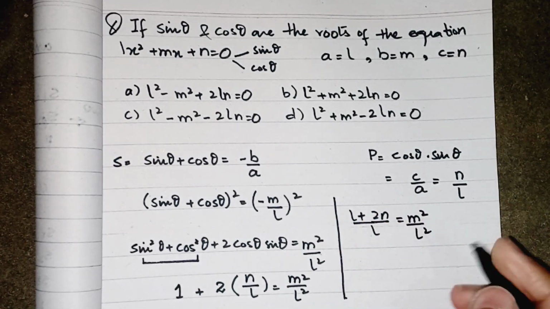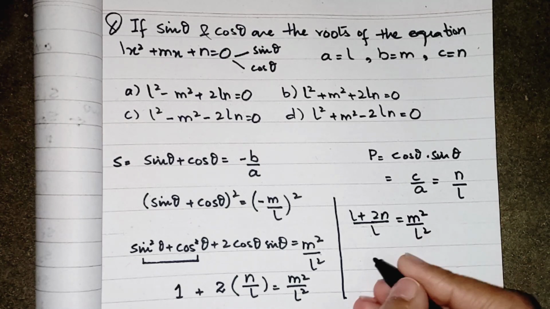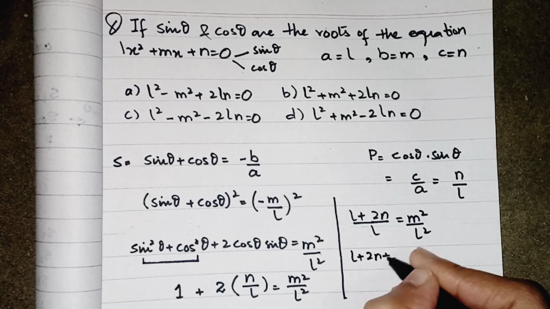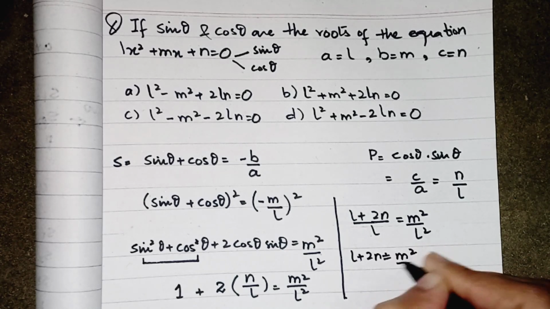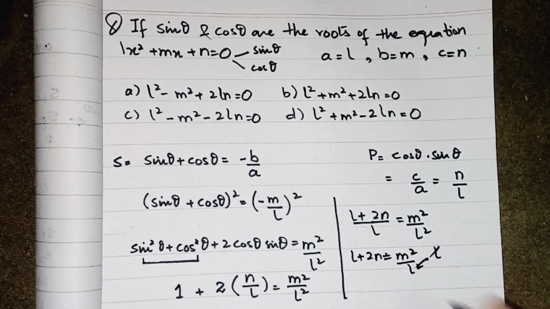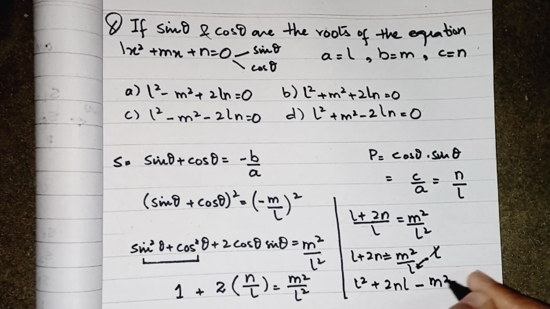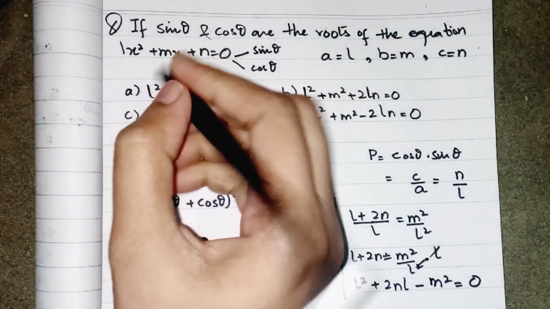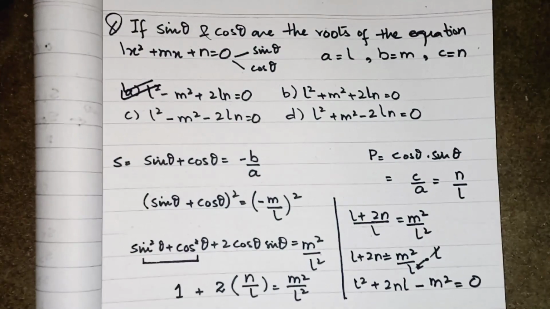This L goes to that side and it will be multiplied. L plus 2n is equal to m square upon L square. L cancels out by L square. This L comes to that side and multiplies. So it will be written as L square plus 2nL minus m square equals to 0. So now this one is our answer. L square minus m square plus 2nL, which is option A.